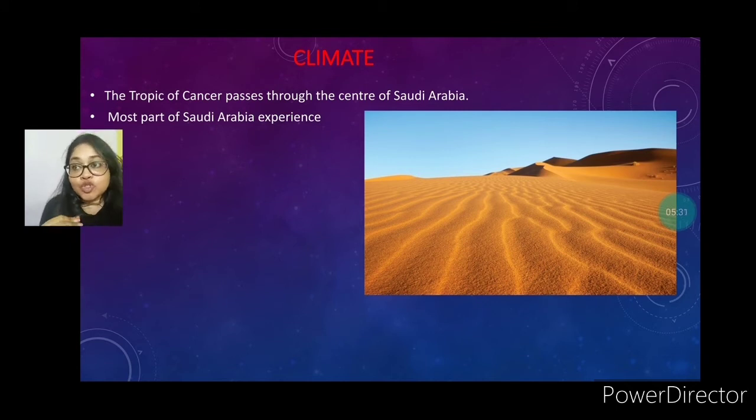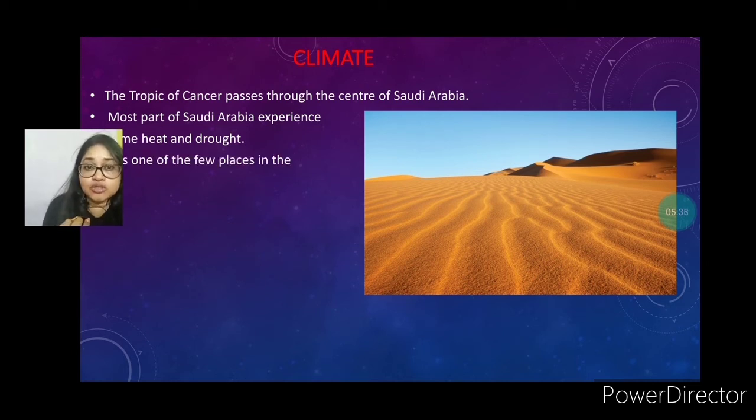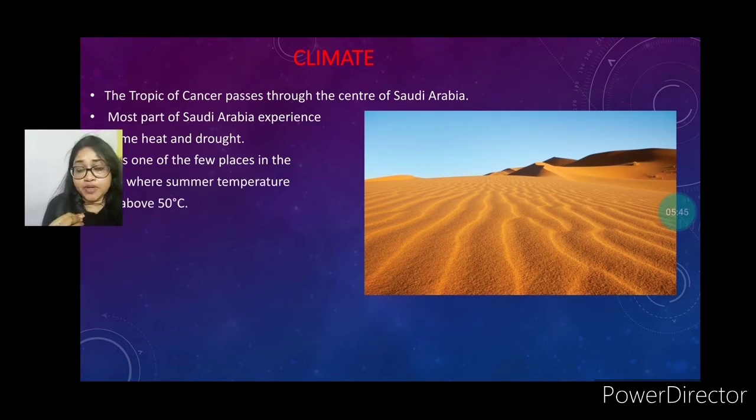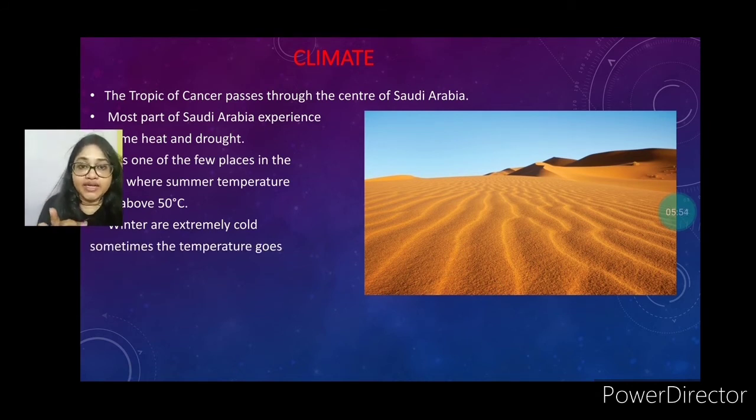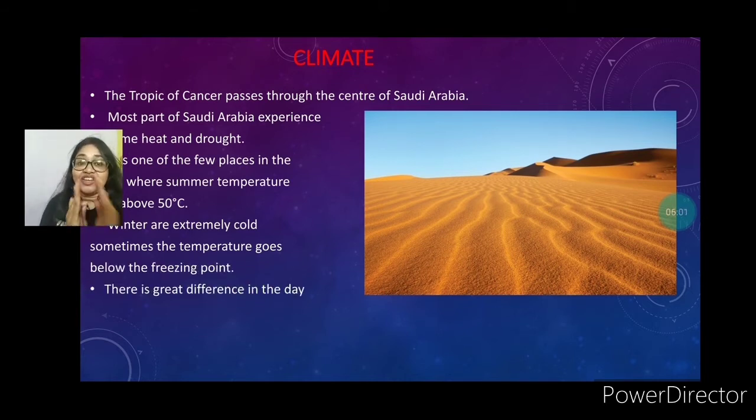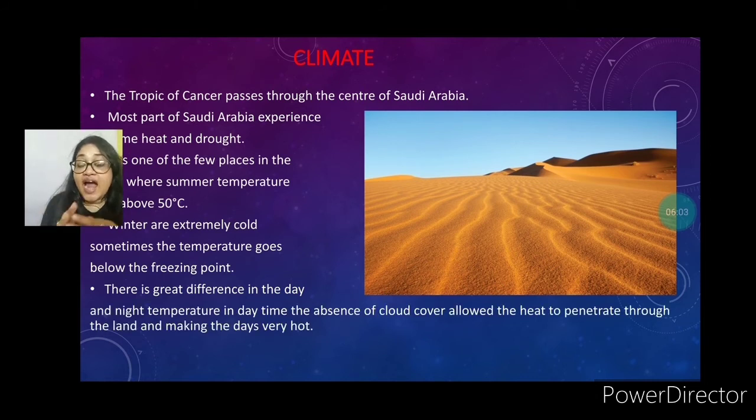Most of Saudi Arabia experiences very extreme heat and drought, and in a few places in these regions, in the summer, the temperature rises above 50 degrees centigrade, and winters are just the opposite, extremely cold, and sometimes the temperature goes very far below the freezing point. So there is a great difference between the day and the night.